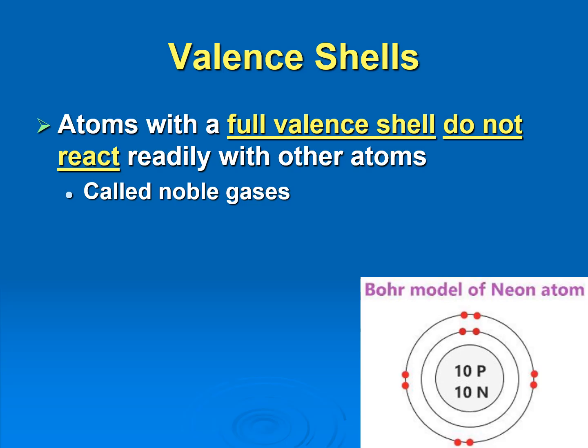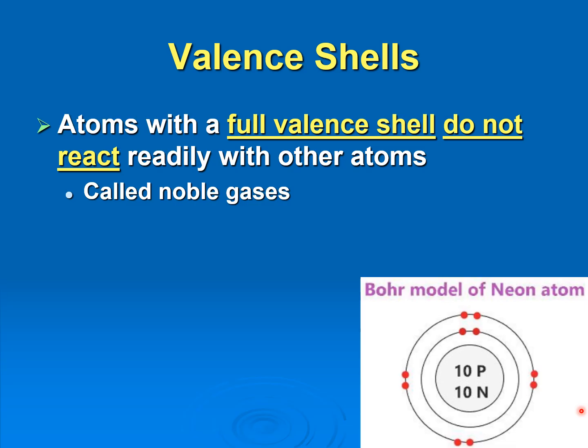Okay, so atoms that do have a full valence shell are not going to react very easily with other atoms. And so these are called noble gases because they're like the kings and queens, and they're not going to react with the common elements, the people below them.